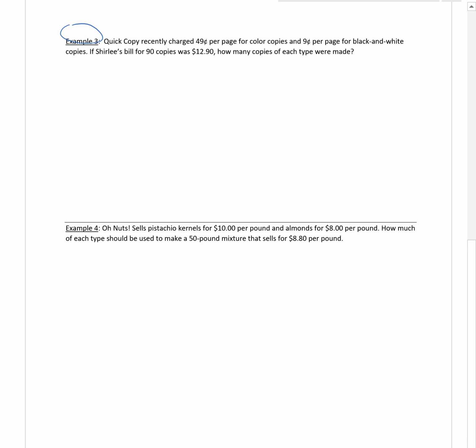So let me call, what are they asking for here? They wanted to know how many copies of each type were made. And I guess the types they're talking about are color copies is one type, and then black and white copies is another type. So maybe I'll call something the number of color copies. Think about what variable to use, X and Y or something else. And the other one we want to be the number of black and white copies. Okay. I guess in this one, I wouldn't mind using letters like, say, C for color copies, B for black and white. That might not be bad.